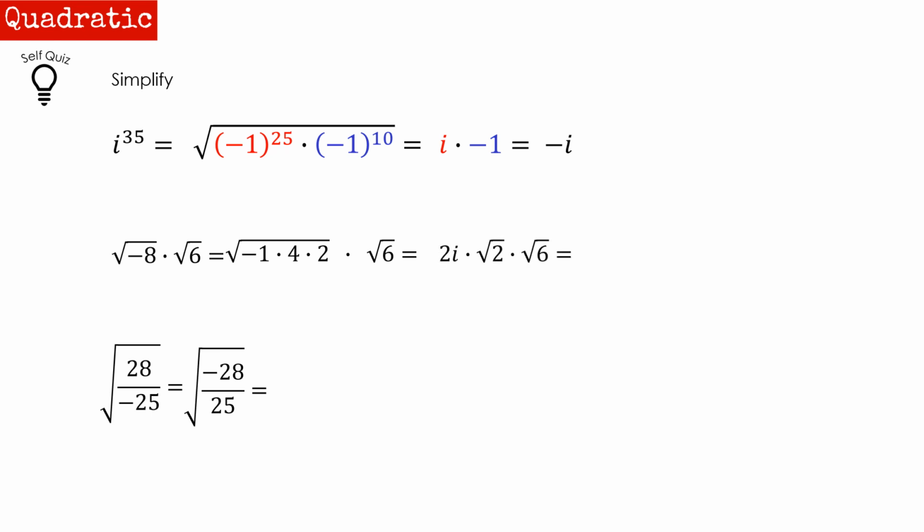The square root of negative 1 is i. The square root of 4 is 2. The square root of 2 we just leave alone. And the square root of 6 we just leave alone. So now we're going to multiply. We have 2i the square root of 12.